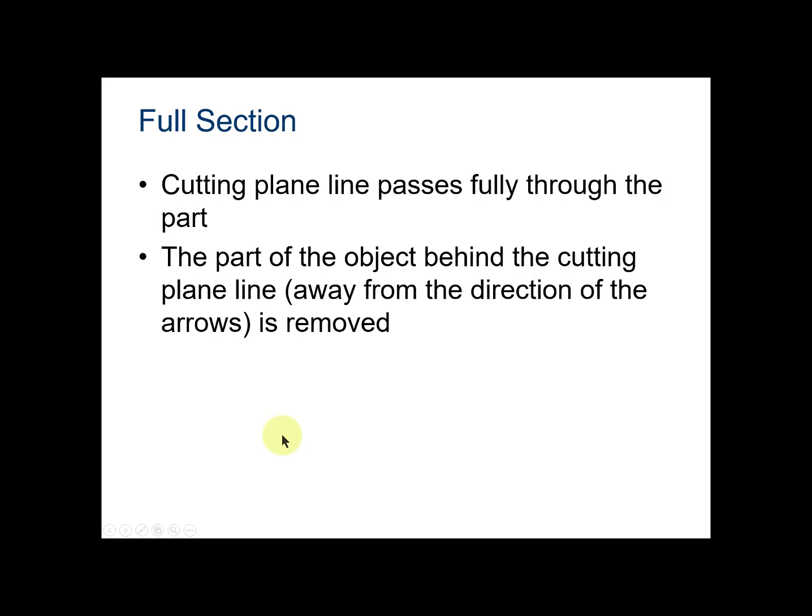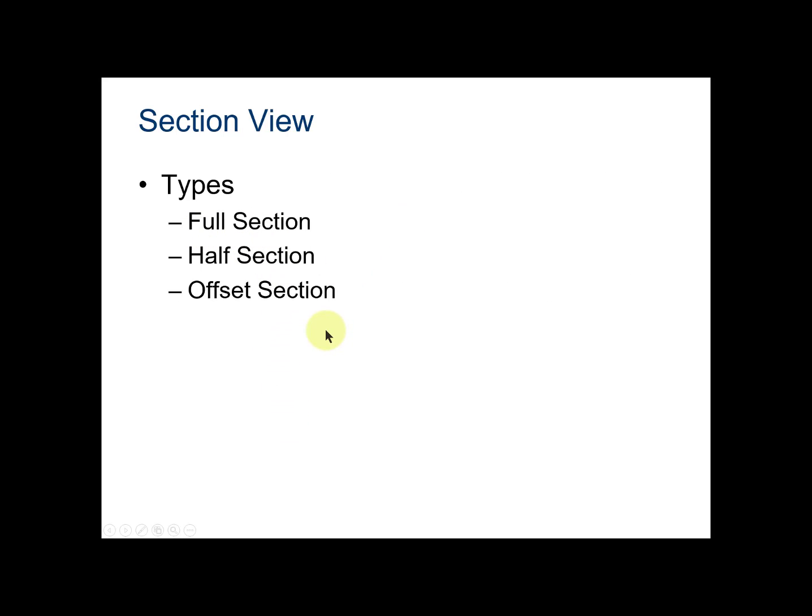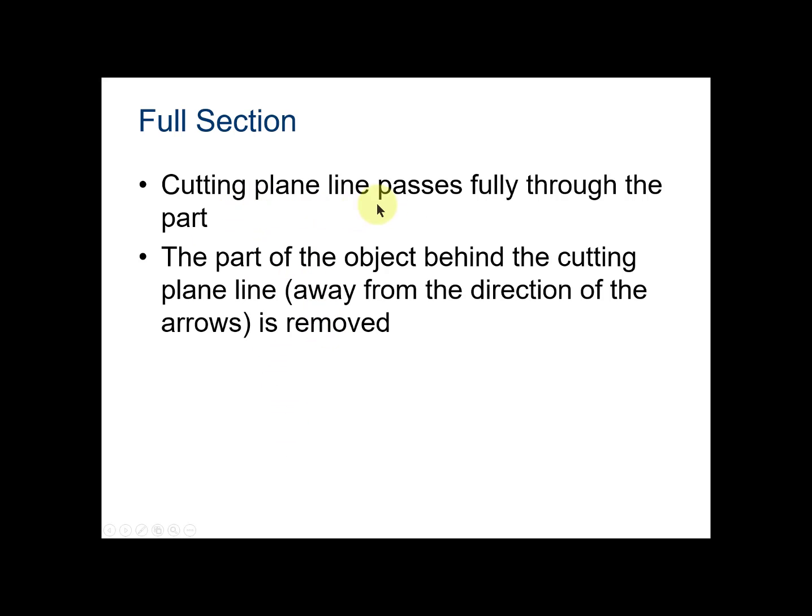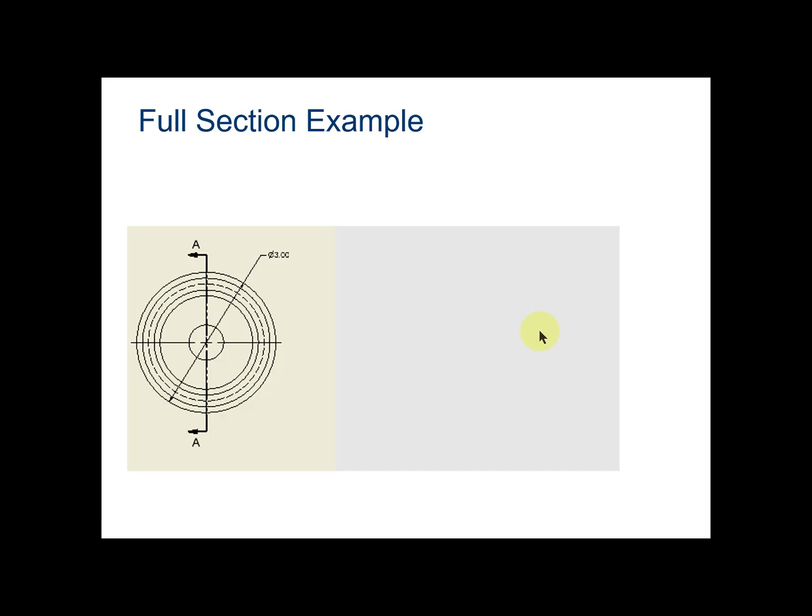We are going to only focus on the full section, and that's where the cutting plane line passes fully through the part. That's what we've seen already before. And the part of the object behind the cutting plane is removed away from the direction of the arrows. Well, let's see what that looks like.